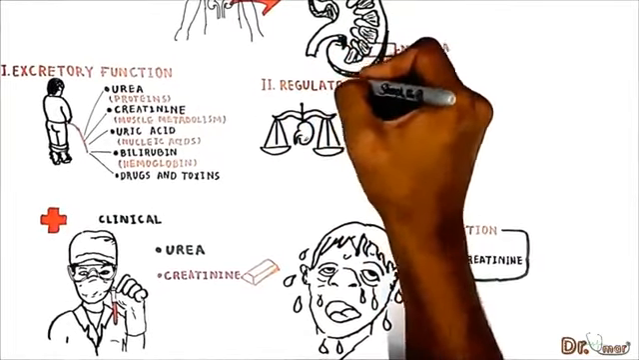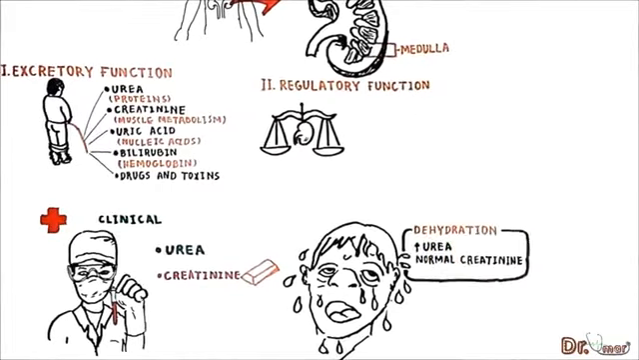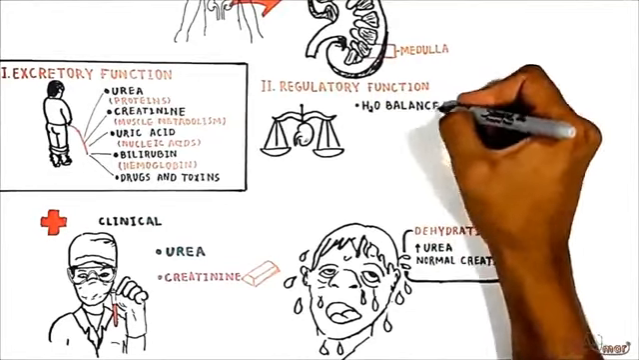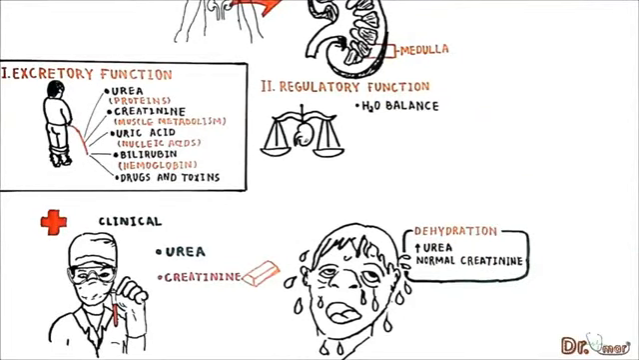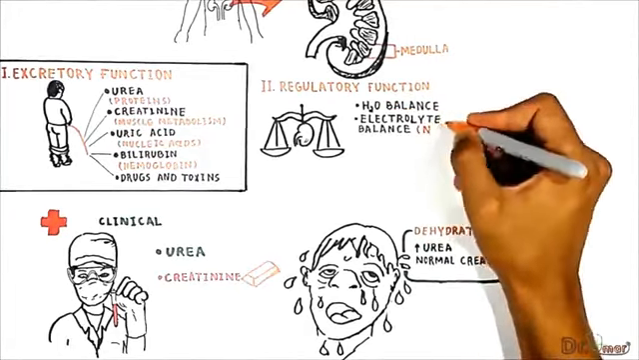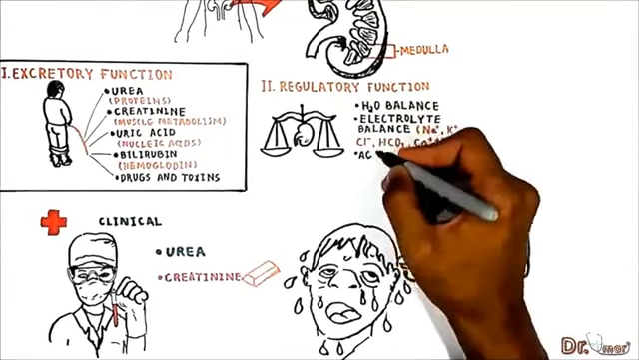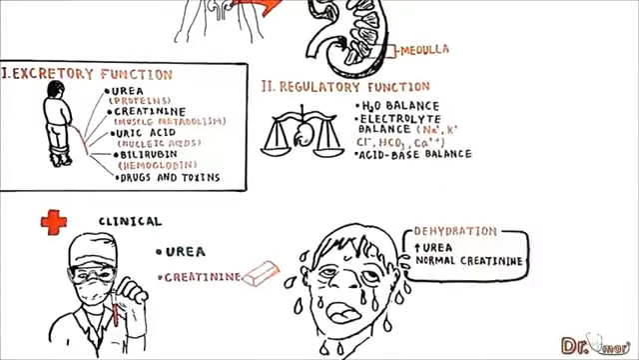The second function of the kidney is the regulatory function. First, the kidney regulates water balance, meaning even if you drink more, water will be removed from the body. Less water you drink, kidneys retain more water in the body, preventing dehydration. The second regulatory function is the control of electrolyte balances like sodium, potassium, chloride, bicarbonate, calcium, and of course acid-base balance as well.